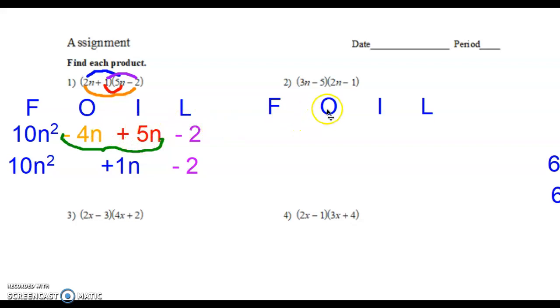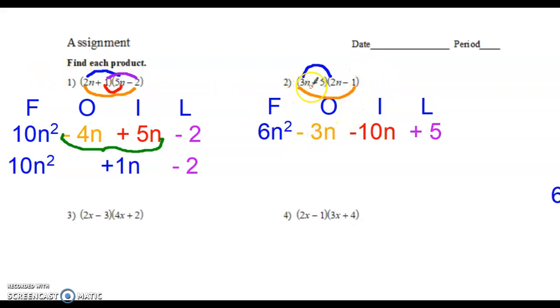I'll do one more problem with you, and I don't want this video to be too long since it is the last day. You're only going to have to do 6 problems as well as do the Google quiz. So 3n times 2n, that's going to give us 3 times 2 is 6, n times n is n squared. All right, now notice I'm color coding these. We're going to do the outsides, and that's 3n times negative 1, which is going to give me a negative 3n.